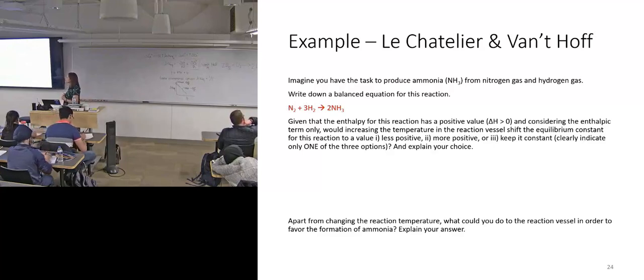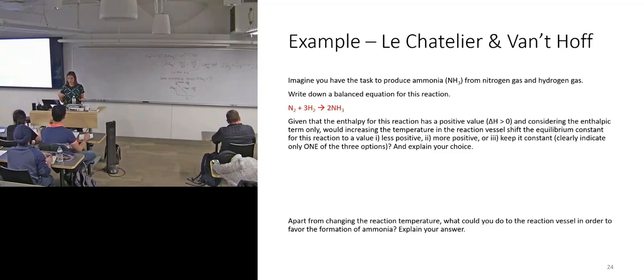So one of those is, given the enthalpy for this reaction has a positive value, okay? That forward reaction, N2 plus 3H2 is going to give you 2 NH3, has a positive delta H, and thinking about only the enthalpic term, what would an increase in temperature in your reaction vessel do to the equilibrium constant? Would it make it less positive, more positive, or keep it constant? And explain your choice. And then on the bottom, it's going back to Le Chatelier. Apart from changing the reaction temperature, what could you do to the reaction vessel in order to favor product formation? You don't really have to explain in detail, because this isn't the exam, but please answer those two parts.